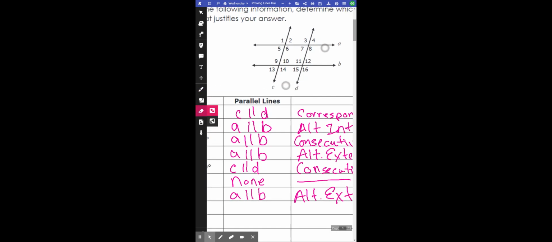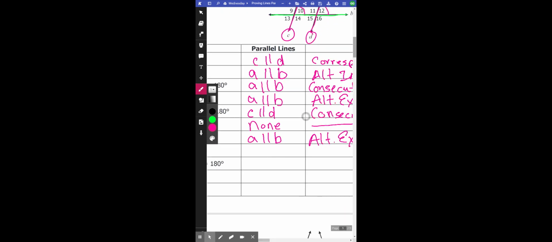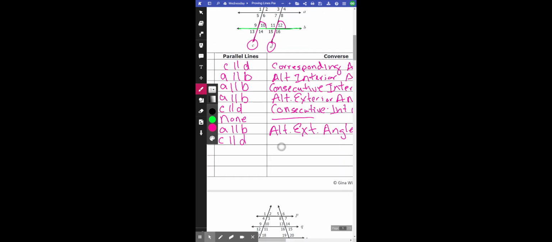Look at angle 10 and angle 12. Both of them share this common transversal. Good. 10 touches C, 12 touches D. We have our parallel lines. C is parallel to D. And 10 and 12 are corresponding angles.